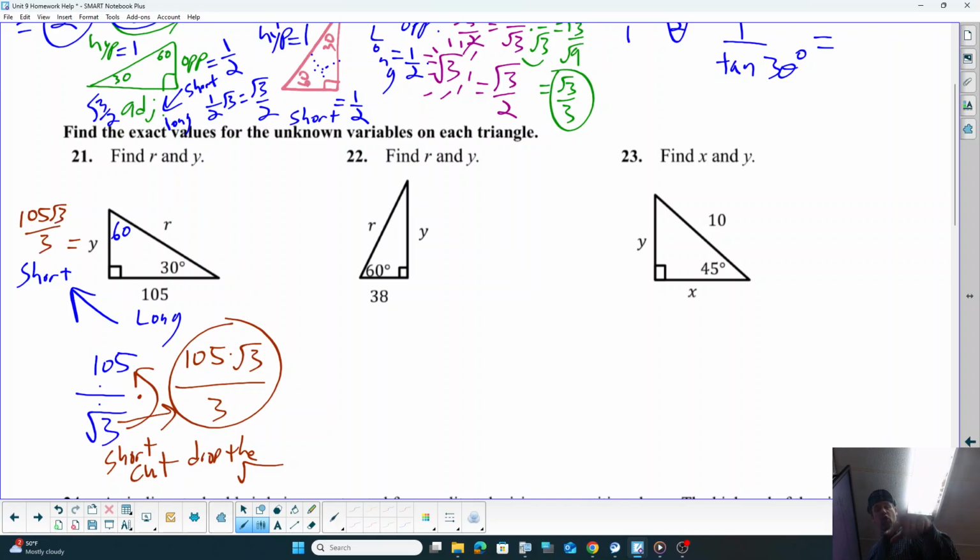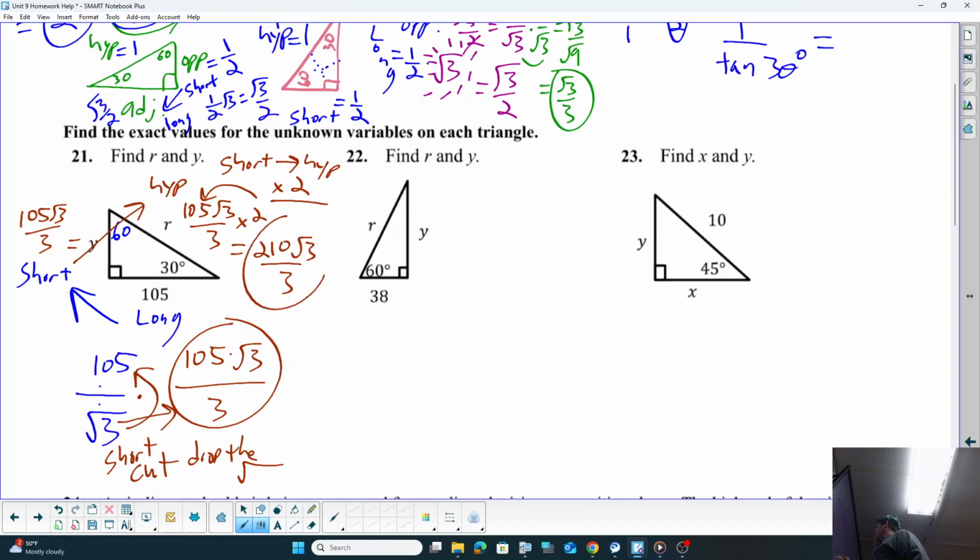And now we're going to go from the short leg to the hypotenuse. Do you remember what you do there? So it's double. So you're just going to times the whole thing, the short leg, by 2. Short leg to the hypotenuse, you times by 2. So now we have 105 radical 3 divided by 3. And you're going to times it by 2, which you'll just do with the 105. So that just becomes 210 radical 3 over 3 is our answer. And so that's what r equals.